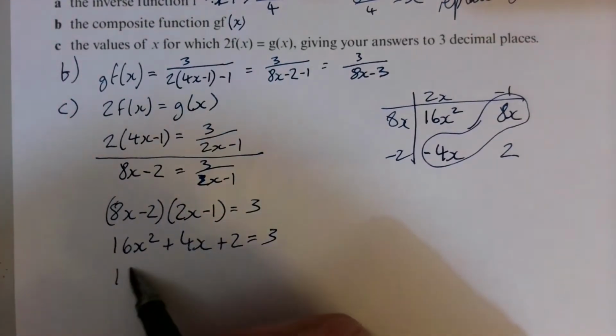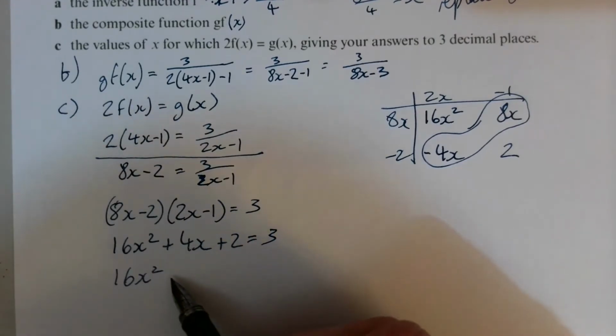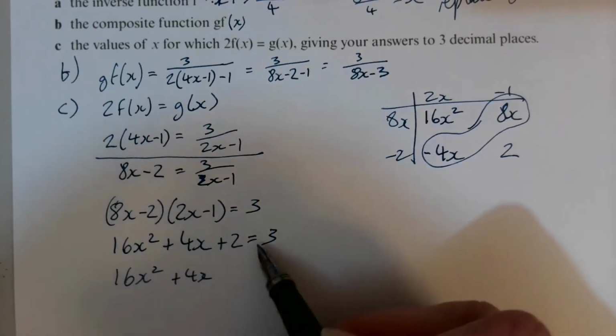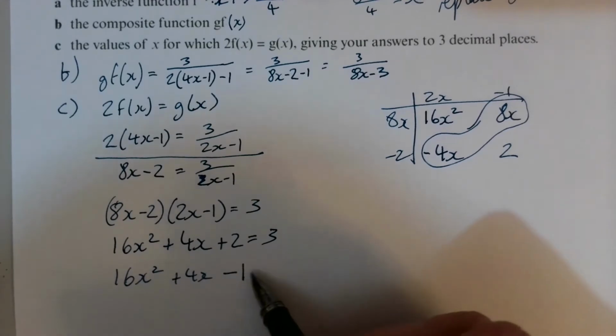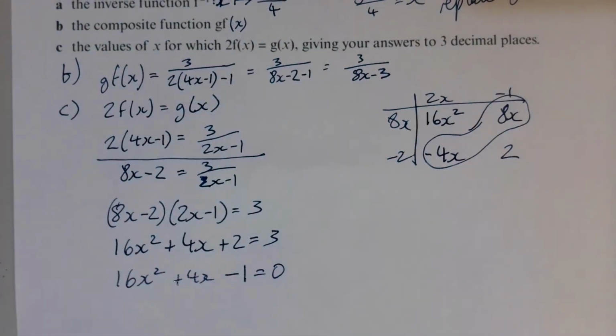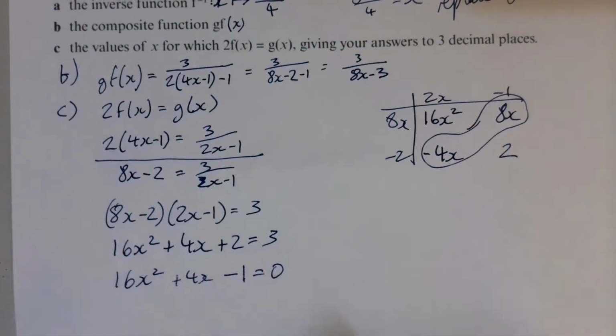Make the whole thing equal to 0. 16x squared, add 4x, take 1 is equal to 0. Now we can't divide by 4 because that's 1, isn't it? It's not a factor of 4.